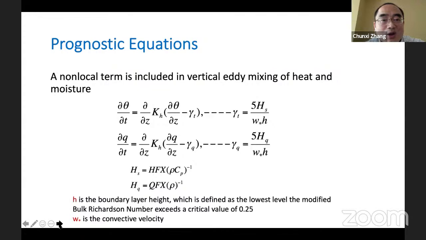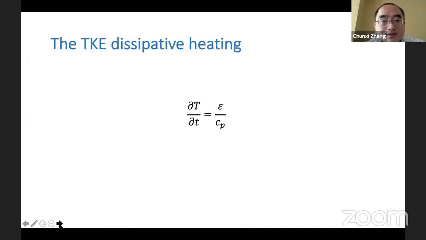So we added a non-local term for heat and moisture. And this is very similar to the ones used in the YSU scheme. Next slide, please. And we also include a TKE dissipative heating term in the code. Next slide, please.